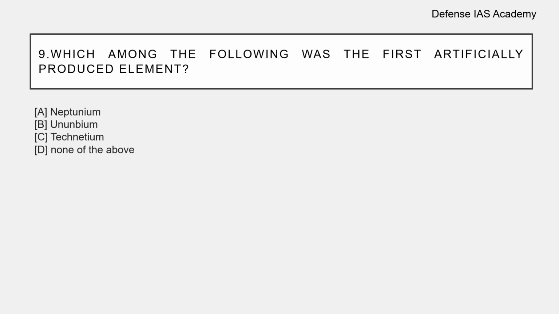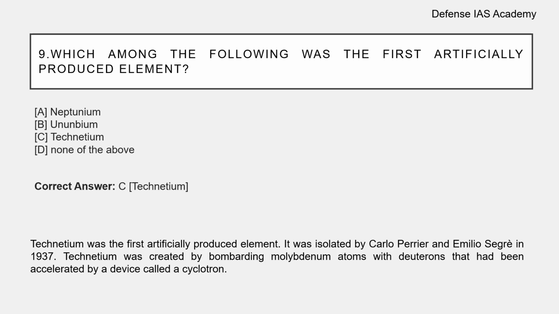Question number 9. Which among the following was the first artificially produced element? Options are option A neptunium, option B ununbium, option C technetium, option D none of the above. The correct answer is option C technetium. Technetium was the first artificially produced element. It was isolated by Carlo Perrier and Emilio Segre in 1937. It was created by bombarding molybdenum atoms with deuterons that had been accelerated by a device called cyclotron.